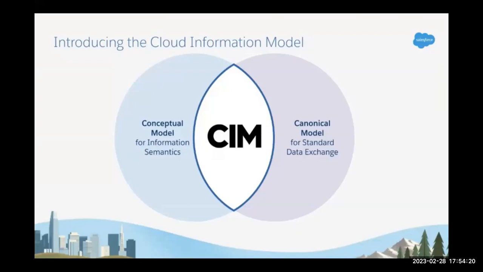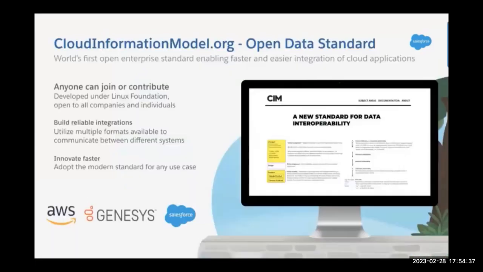So the conceptual model comes with information semantics, and the canonical model comes with standard data exchange. With these two, conceptual and canonical models, you can build best-of-breed architecture patterns, which are ideally designed using the Cloud Information Model. If you look at the Cloud Information Model, I request the audience to find out what cloudinformation.org is. It's an open data standard framework.